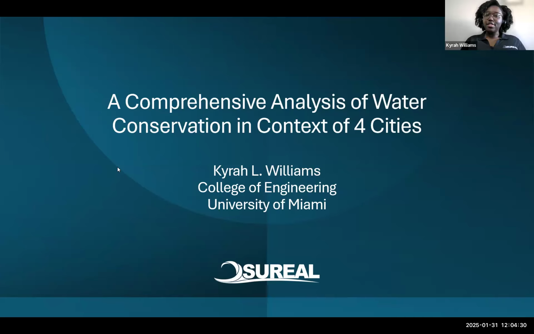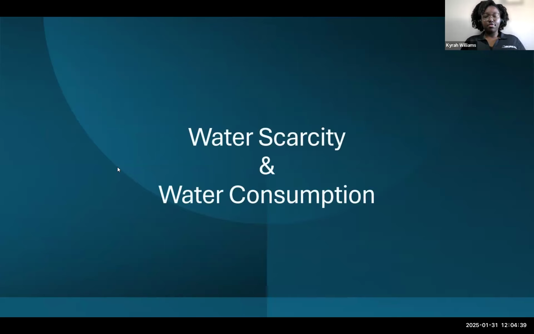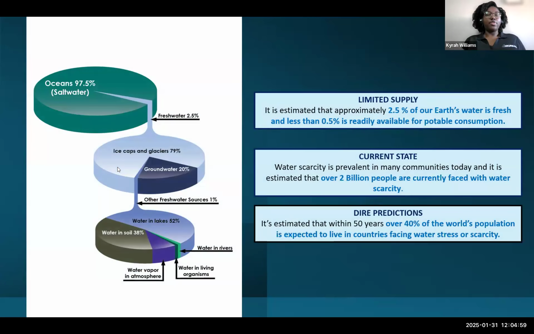So the title: a comprehensive analysis of water conservation in context of 4 cities. However, today I will be focusing on Houston, Texas, and I'll get to it further along. To start with, the operative goal is to figure out how we can mitigate water scarcity by decreasing our water consumption through using water conservation methods. So to get a better understanding as to where we are today, it's best that we look at what is actually occurring. Currently, approximately 2.5% of our Earth's water is fresh water, and actually less than 0.5% is readily available for potable consumption.